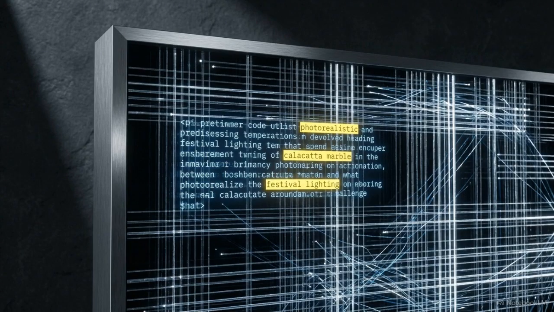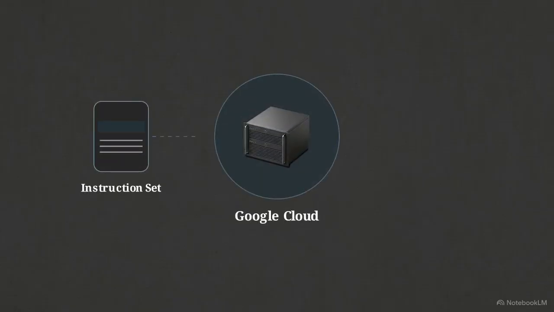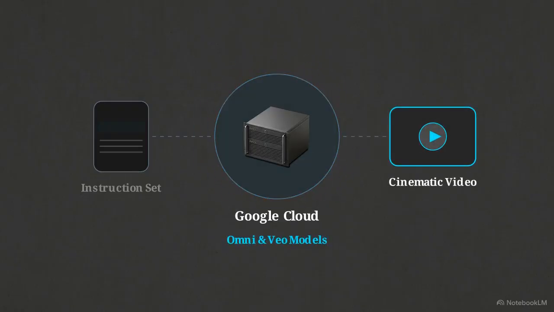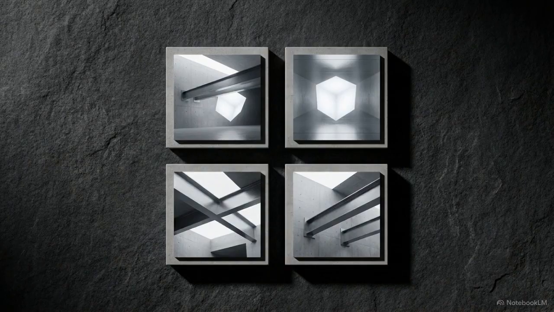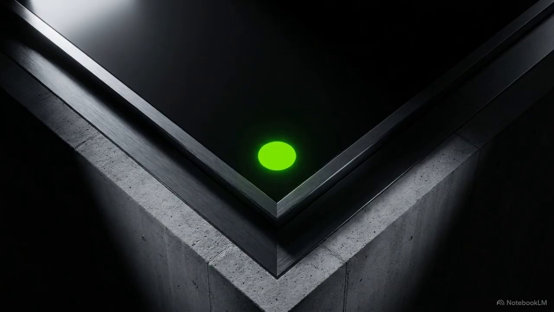Once the pipeline has made its selections, all those structured variables are compiled into one massive, highly specific text prompt. That exact instruction set is then routed automatically through Google Cloud, feeding directly into AI video generation models like Omni or Veo. Within moments, the models process the prompt and return a fully rendered 10-second cinematic loop. The system automatically generates thumbnails, stores the metadata, and pushes it live.